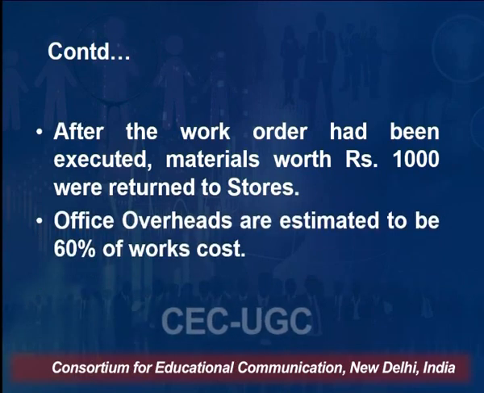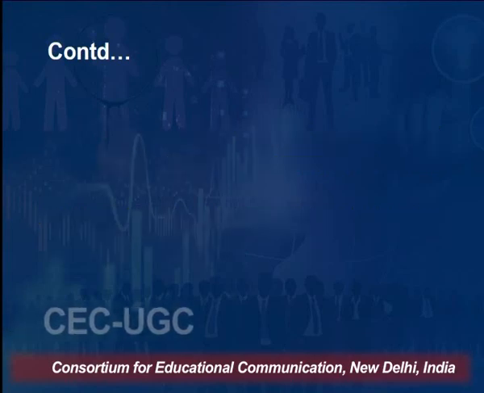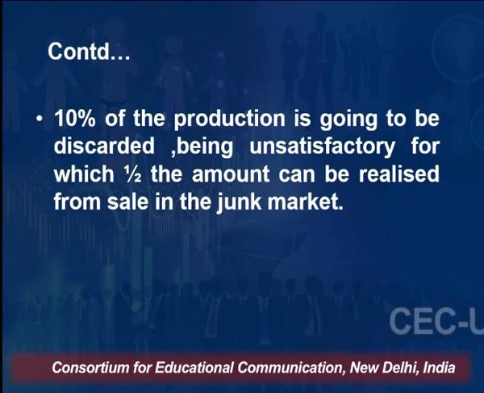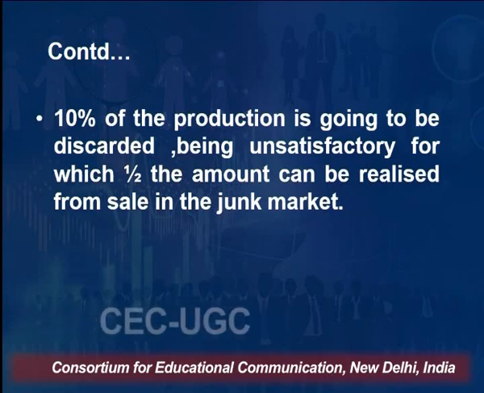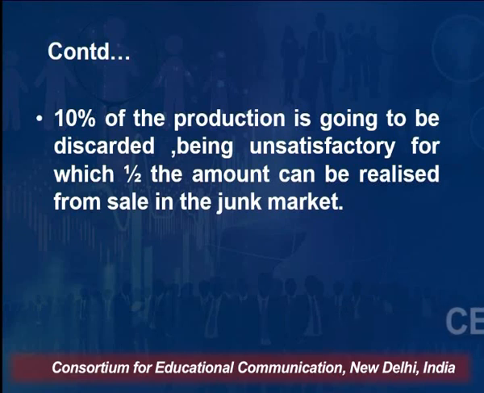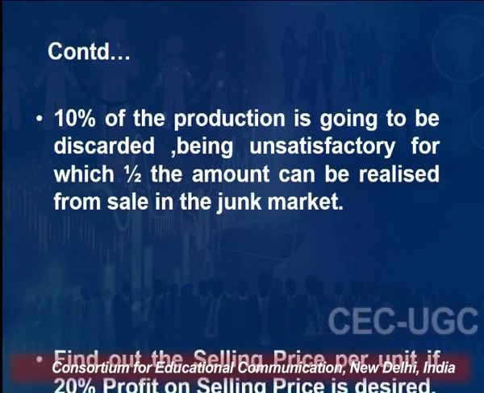Office overheads were estimated to be 60% of works cost. So whatever my works cost comes, 60% of that is going to be my office overheads as reported in the question. Further, the question is telling us that 10% of the production is going to be discarded. So whatever you manufacture, 10% of that is going to be discarded, being unsatisfactory, for which half the amount can be realized from the sale in the junk market. So it means that this discarded one also you can sell in the junk market, but for which you will be receiving only 50% of the value. So the realizable value is only 50% for that.